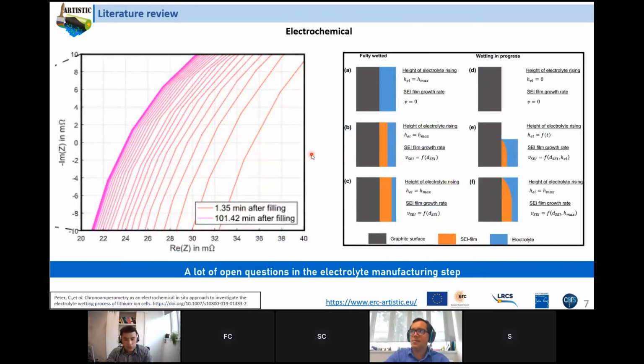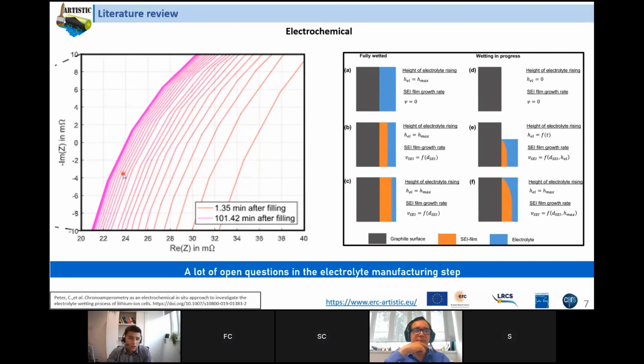Other groups did not use visualization, but electrochemical tests to understand the electrolyte wetting step inside the electrode, for example using impedance spectroscopy. As you know, if you have a small amount of electrolyte, it's hard for ions to move, so the overall resistance is higher. As time goes on, they add more and more electrolyte and measure the overall impedance.